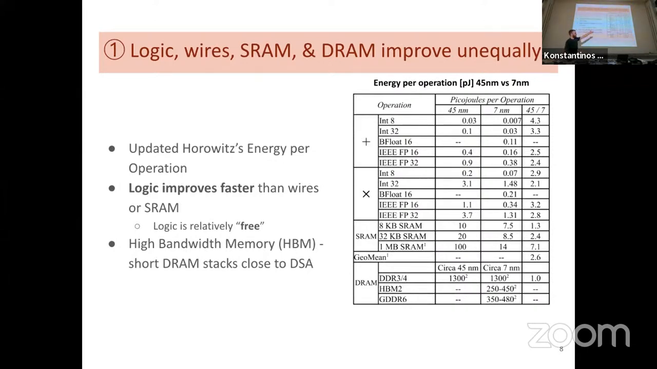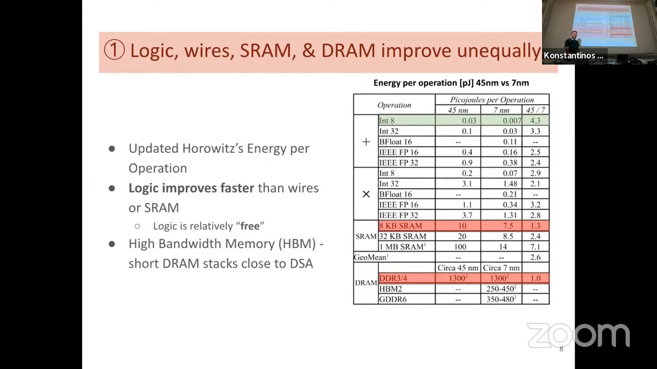As you can see in this updated famous Horowitz energy per operation table, when you look at the improvements for the technological jump, for some of the logical computations, so additions and multiplications, the improvements are much better than those for, for example, SRAM or DRAM. So effectively, any kind of logic that you add to your chip is relatively free. If you can improve your performance by adding more logical transistors, go for it.